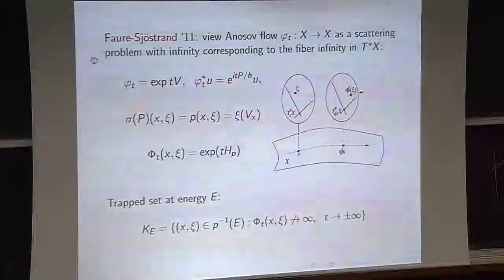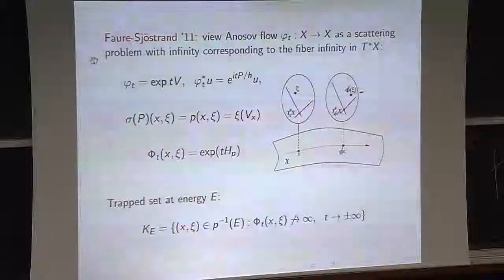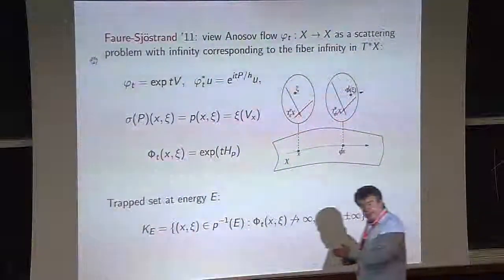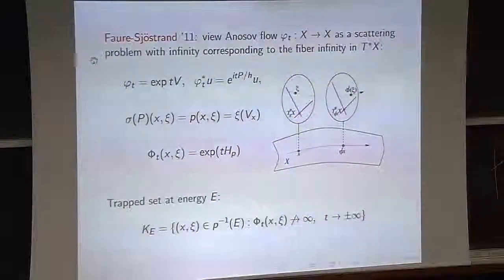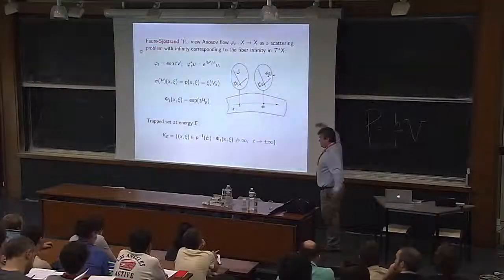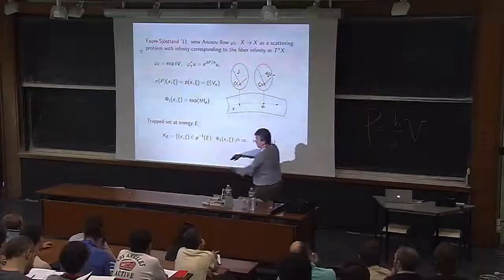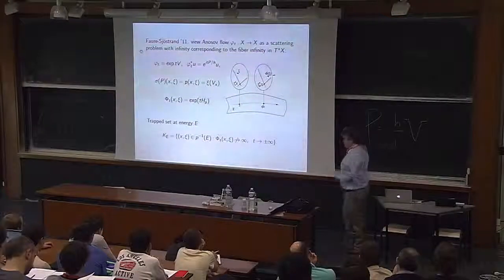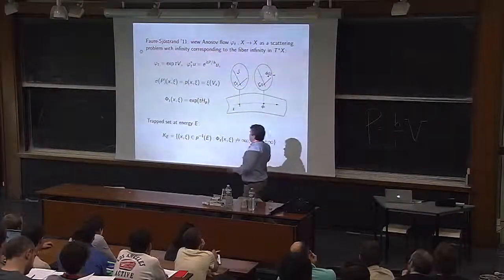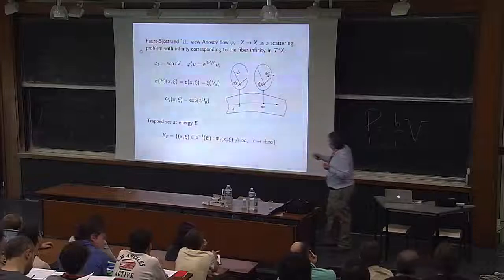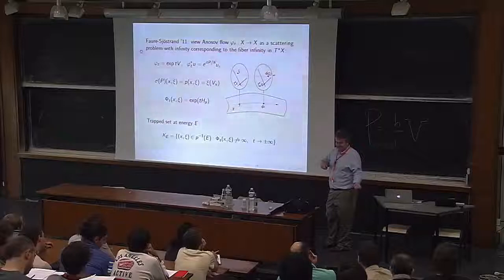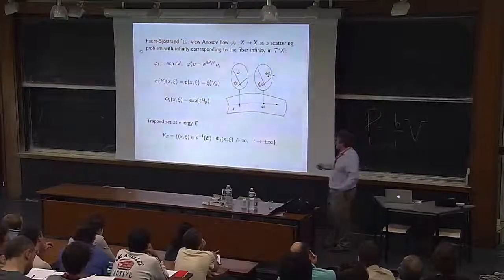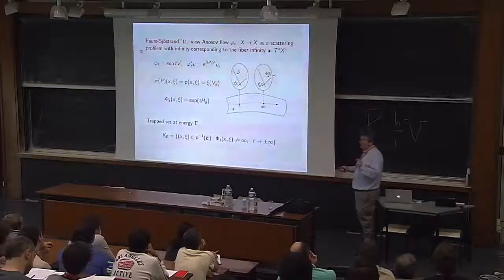Because if I'm at the energy 0, that means that psi times v is equal to 0. So this means that psi kills the direction of the flow. So this means psi has to be in the dual space of the stable or unstable directions. But the stable or unstable directions either contract, but then they go to infinity in this direction, or they expand. So this means that when psi v is equal to 0, for time going to infinity, either in positive or negative directions, you will go to infinity. And hence, the trapped set consists only of vectors with psi equal to 0.